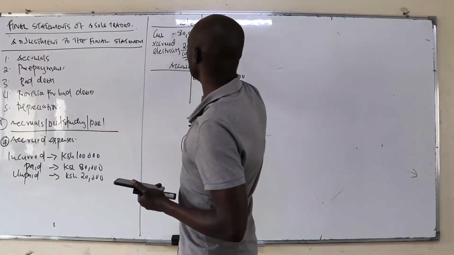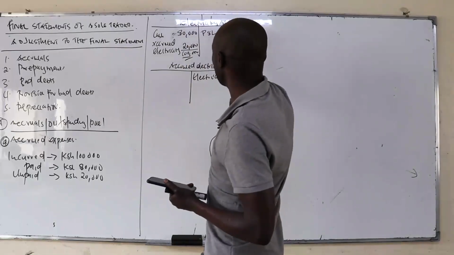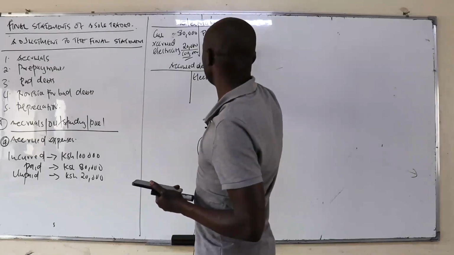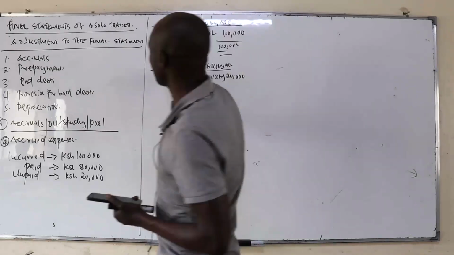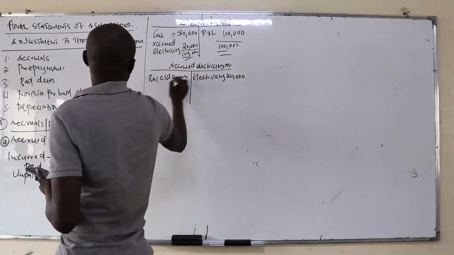So this one you take it to profit and loss account. P&L stands for profit and loss. So you recognize in your profit and loss account 100,000. So that one is done there. And then this one you take balance carried down here. Balance carried down is 20,000.